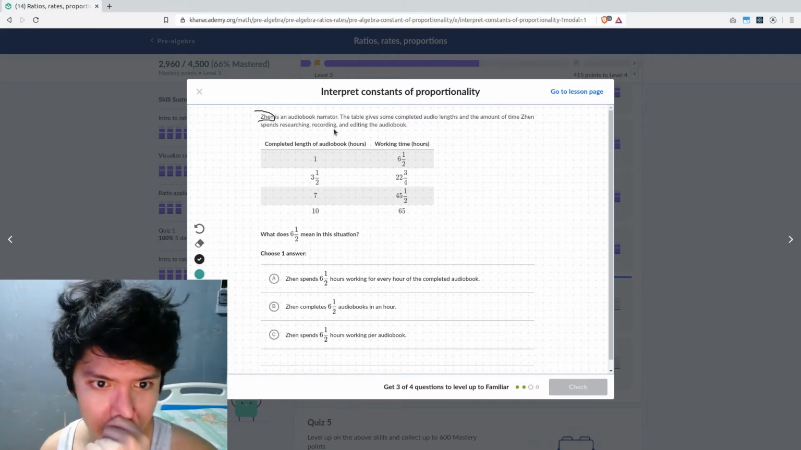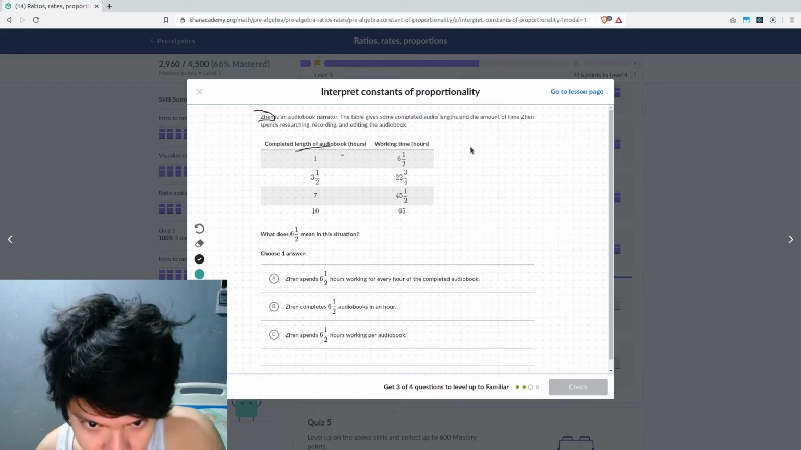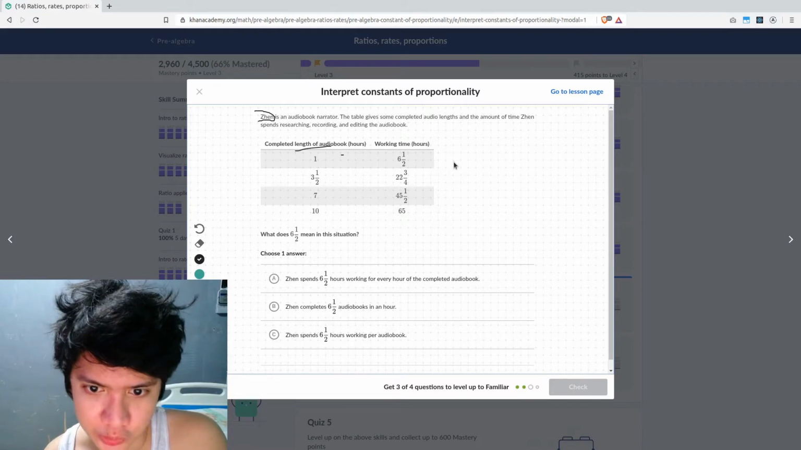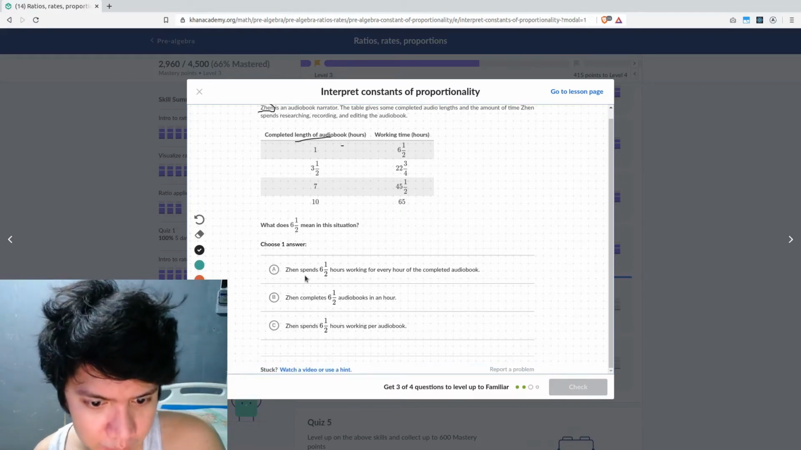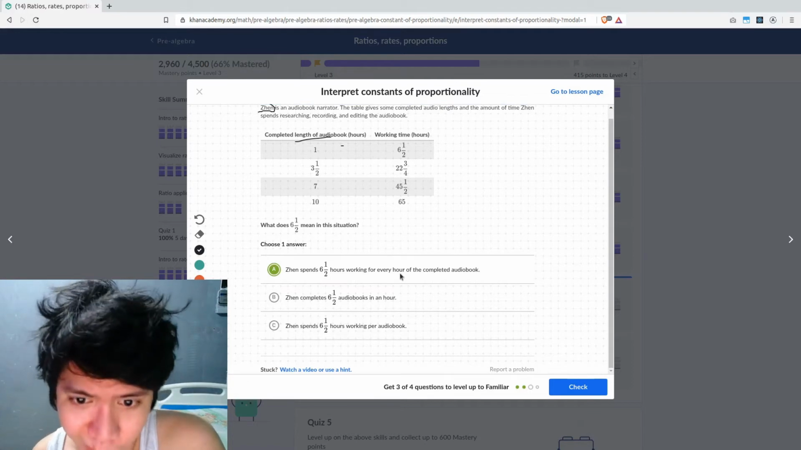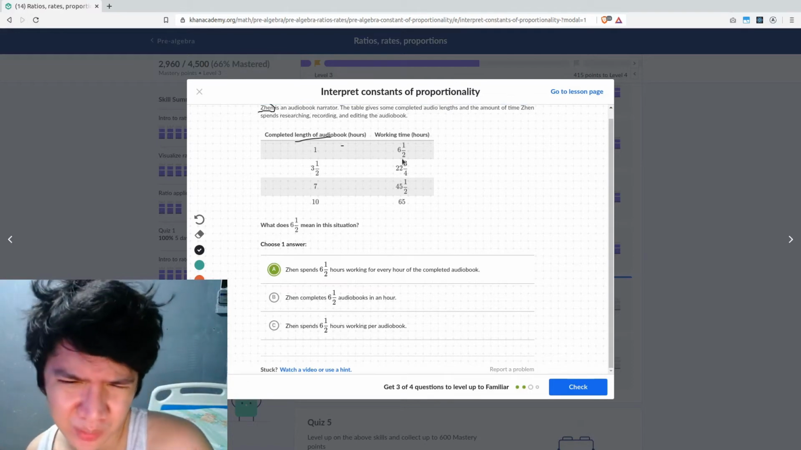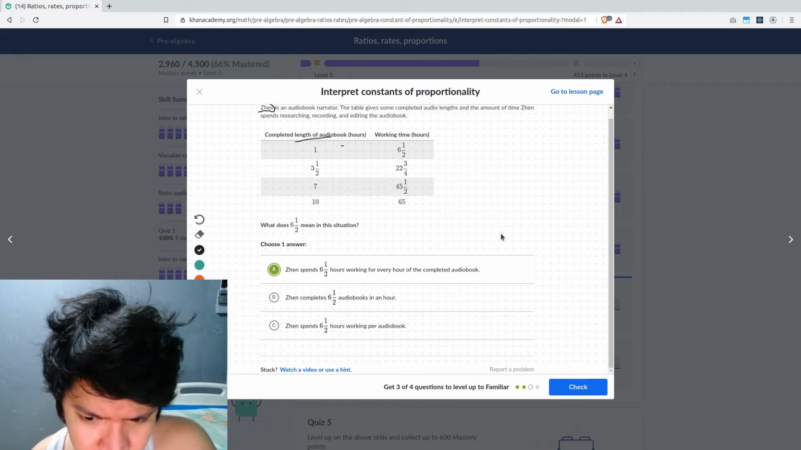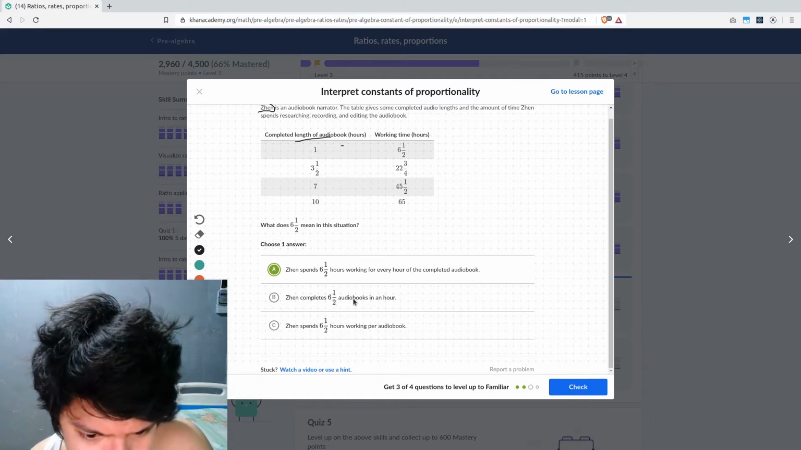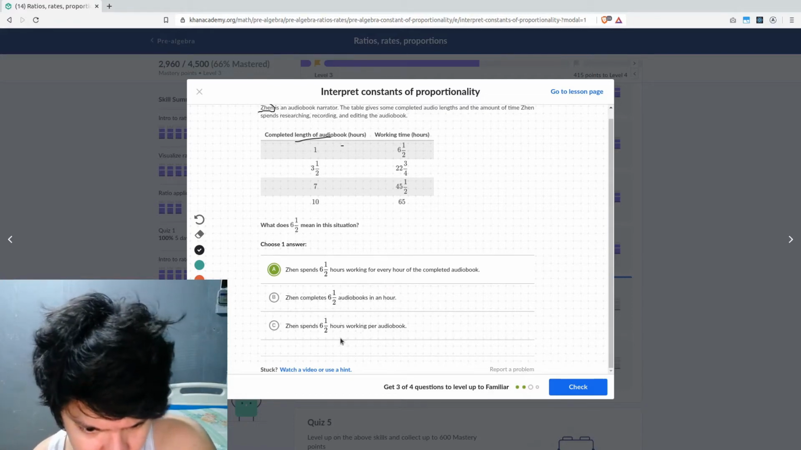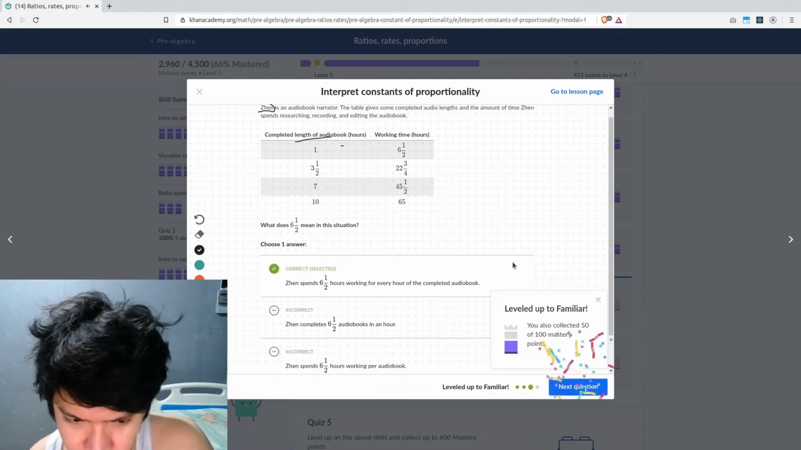Time spent. Okay. 6.5, what does that mean in this situation? Parse. 6 and working time. Completed audiobook hours. Oh, okay, this makes sense.